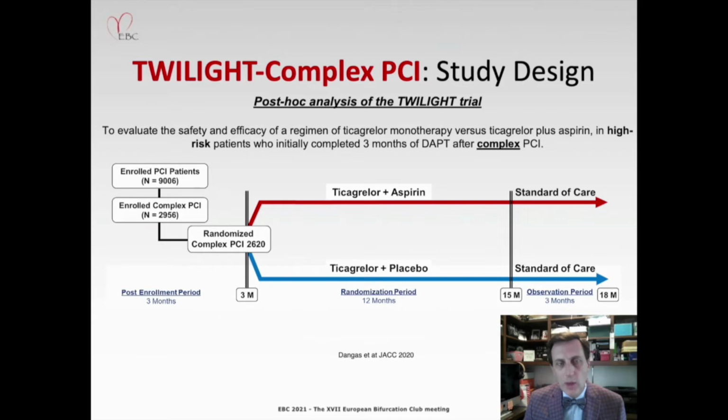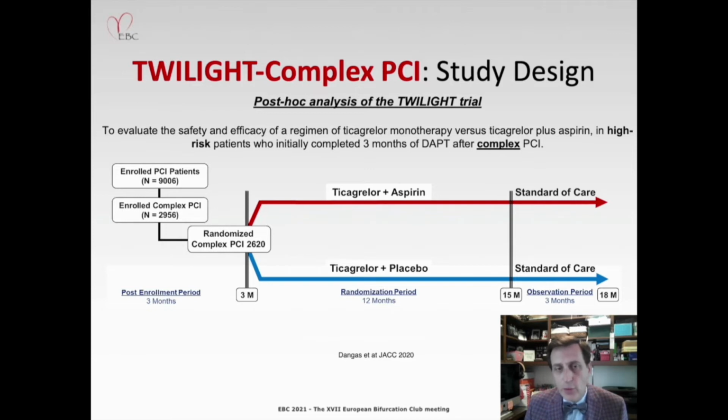And this is what the Twilight-Complex study first of all did. Let's all remember that the Twilight study included patients with at least one clinical and one high-risk angiographic criterion. And out of those patients, those who had a successful 3-month period of aspirin plus ticagrelor ended up being randomized into placebo plus ticagrelor, that means monotherapy, for a year versus continuing ticagrelor plus aspirin. So it was a double-blind study.